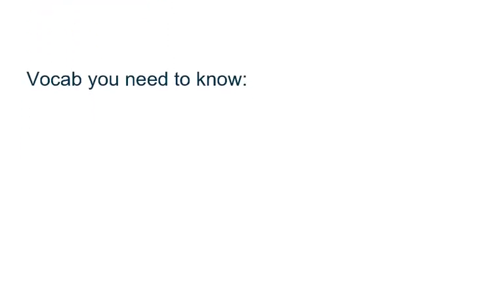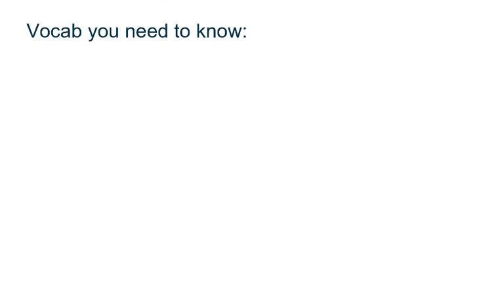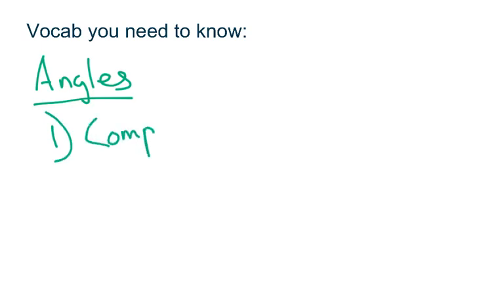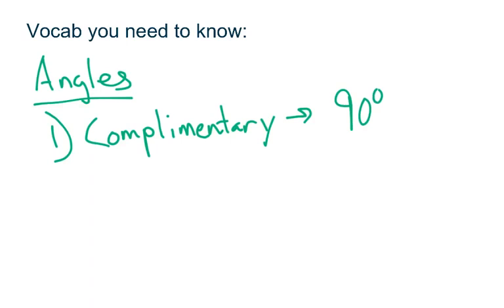So let's talk about some of that vocab that you need to know. There's a couple of different variations of this, and this doesn't include all of them that are out there, but the ones I'm going to choose to focus on, we're going to do stuff with angles. And so you have to know a couple of key terms. One of those is going to be complementary. And what that means is that they add up to 90 degrees.